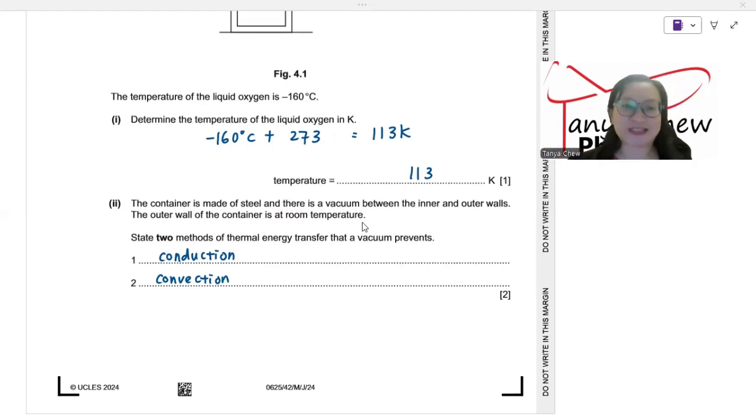Since they asked us to state 2 of the methods, I cannot state radiation because radiation can transfer through vacuum. Let me give you one example. Why do I say that radiation can transfer in vacuum? Imagine there's a sun and we are on the earth. Between the sun and the earth, there's nothing. It is called vacuum or free space, but still we can feel the heat from the sun. That is radiation. So the 2 methods are conduction and convection.